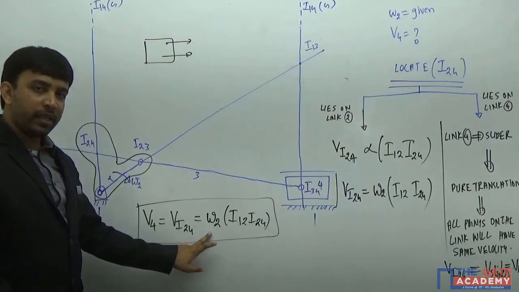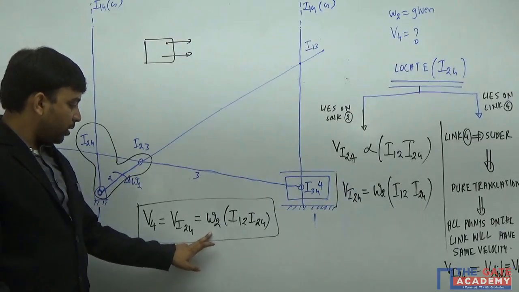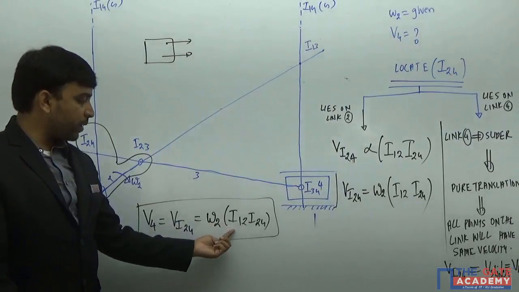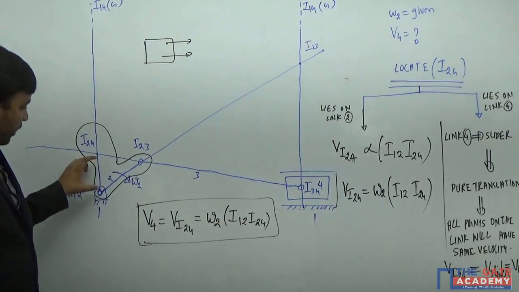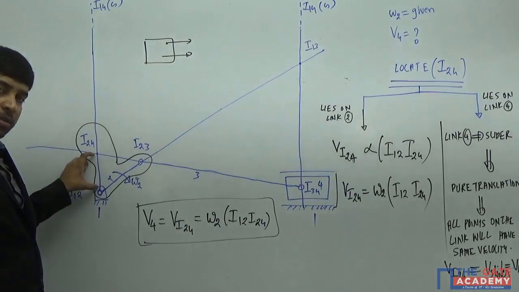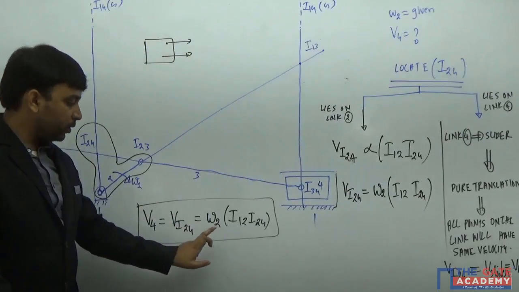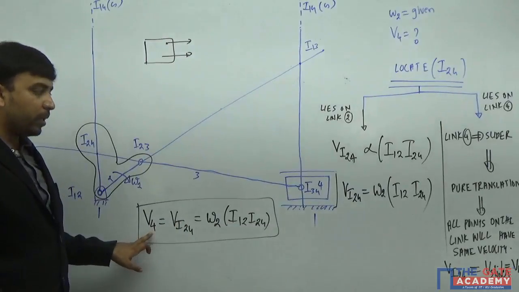So omega 2 is already given in the question. So you know omega 2, and I want to find out the velocity of link number 4. If you can find the distance between I12 and I24 with the help of a scale, so this is known to you from this diagram. So omega 2 is already given in the question, and you can get the velocity of the slider.